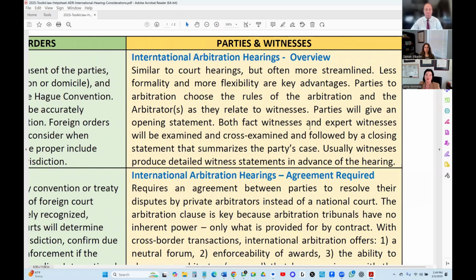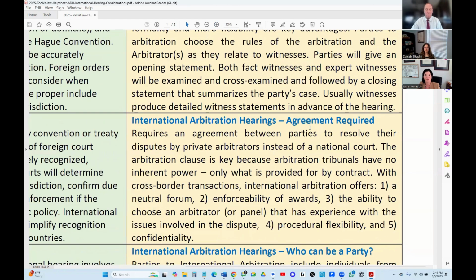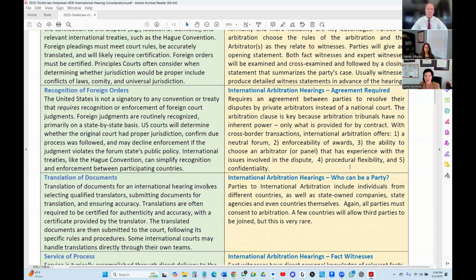Now, one of the things, Tom, that's really interesting to note is I did not say it is cost effective, because very often there is a huge cost associated with an arbitration hearing at the point in time that you get to a hearing stage.